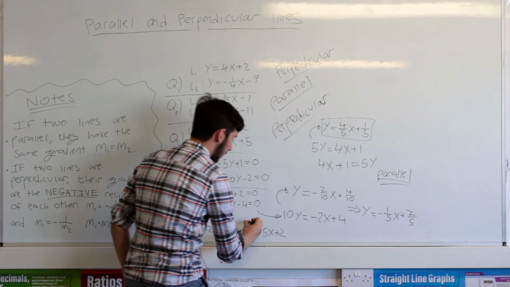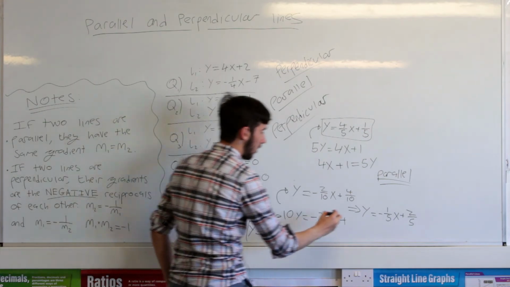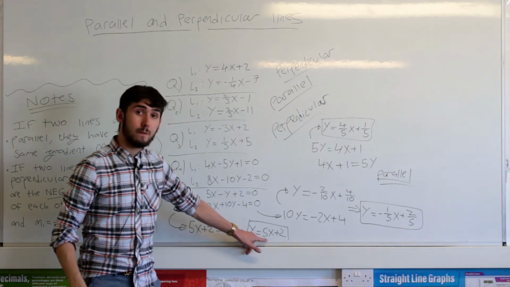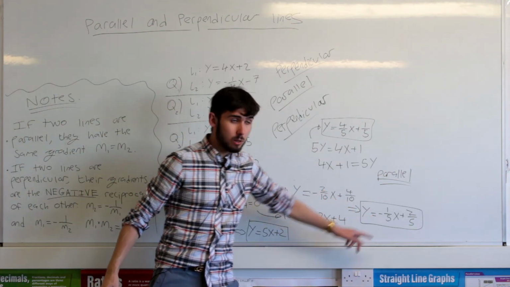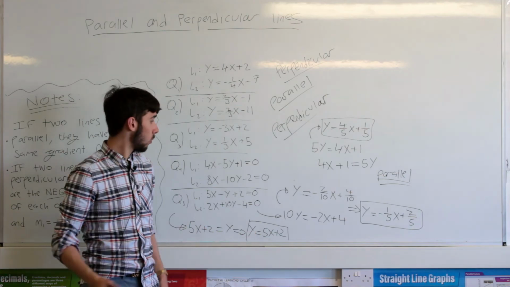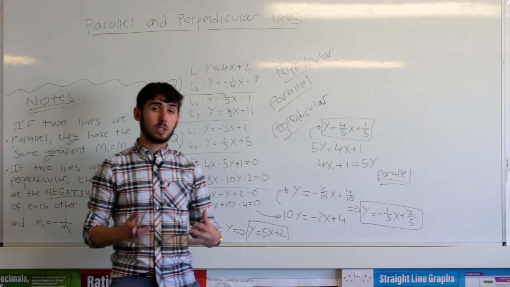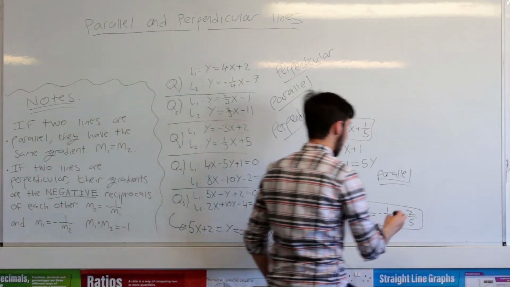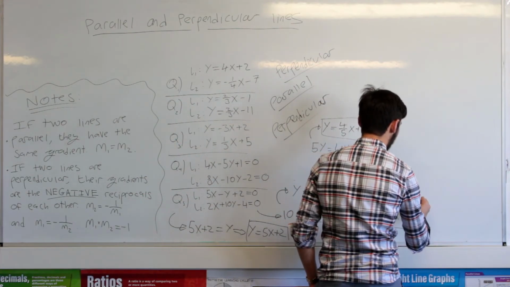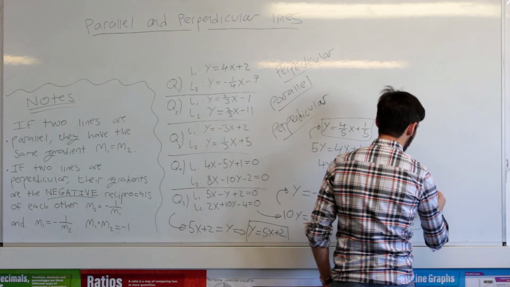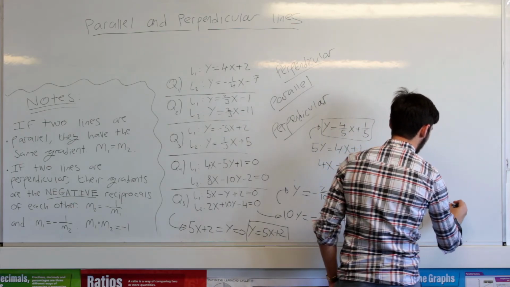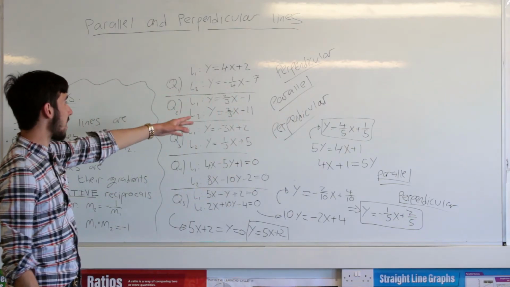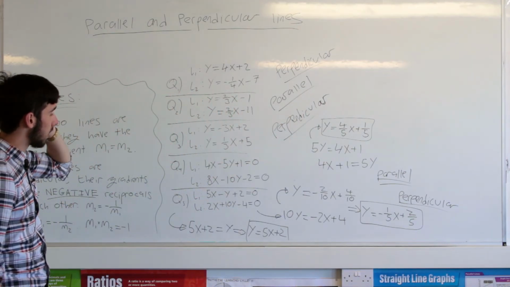So again, these are the things that we're looking at. We're looking at this one, we're looking at this one. So here's our gradient, 5 and minus a fifth. Well, 5 and minus a fifth, they multiply together to make negative 1, which means they must be perpendicular. So these guys are going to be perpendicular. Just like that, okay? So parallel, perpendicular, parallel, perpendicular.